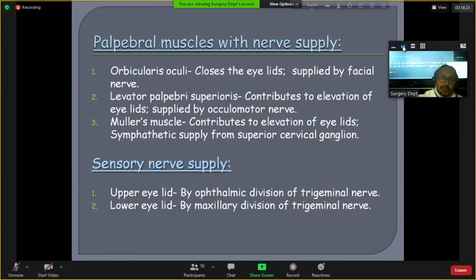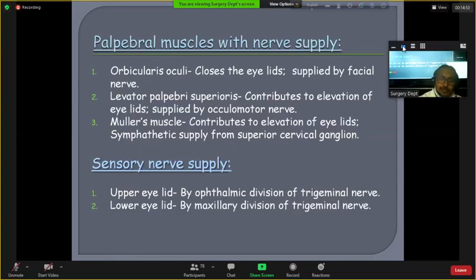Levator palpebrae superioris, LPS. LPS contributes to the elevation of the eyelids, supplied by the oculomotor nerve. Levator palpebrae superioris is the muscle which elevates the palpebrum, that is the eyelid, upward. That is called levator palpebrae superioris, and it is supplied by the oculomotor nerve.